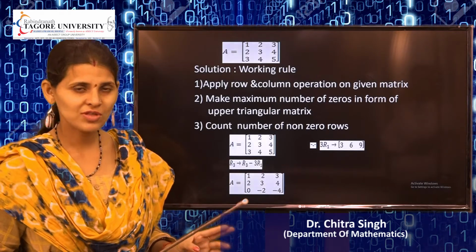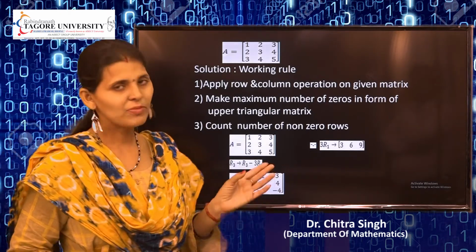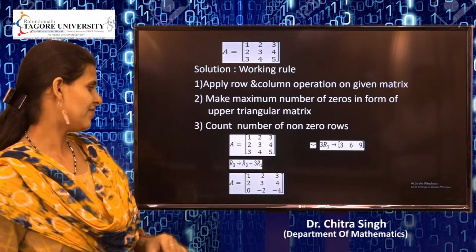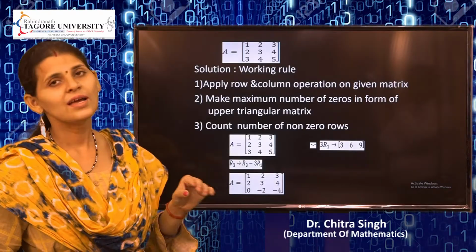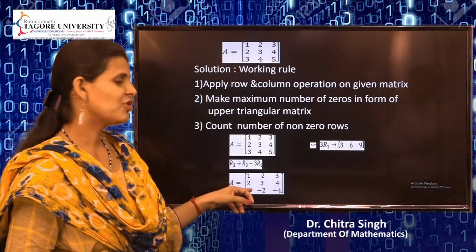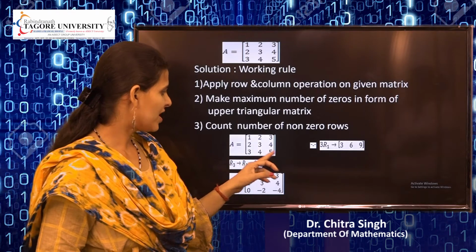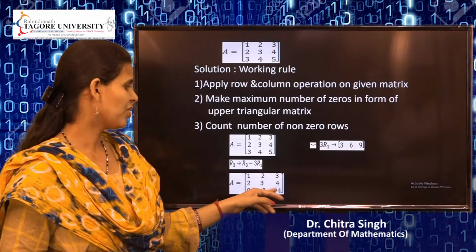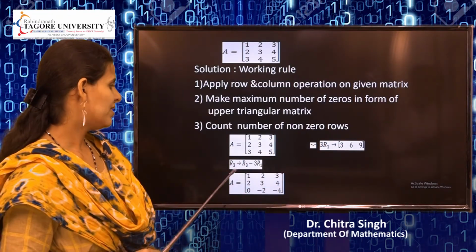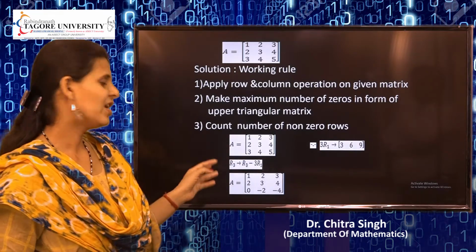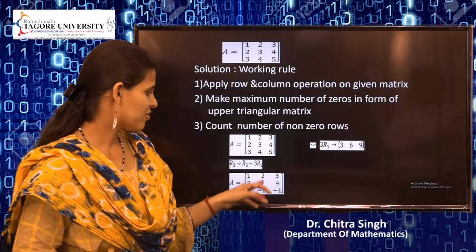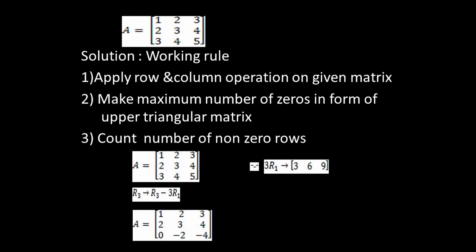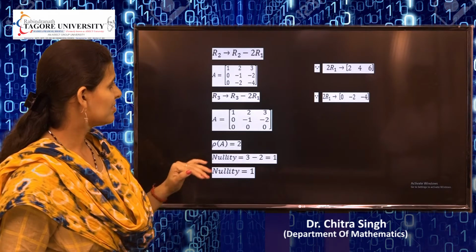You know that when you subtract a bigger number from a smaller number you obtain a negative sign. 4 minus 6: 4 is the smaller number and 6 is the bigger number, so then you get negative 2. Then 5 is the smaller number, 9 is the bigger number, so then you get negative 4. Then the change is obtained only in the R3 row. So R3 becomes 0 minus 2 minus 4, which we apply with the operation R3 tends to R3 minus 3R1.